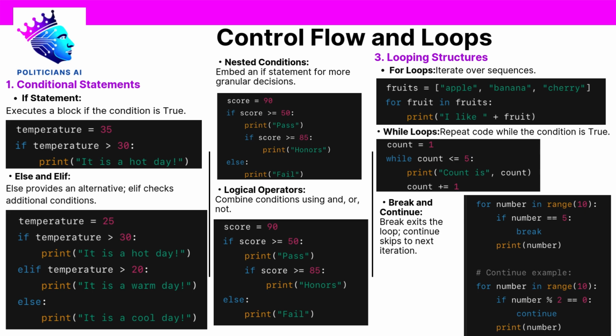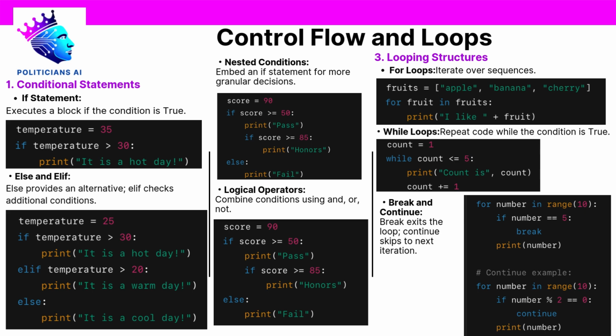For instance, if temperature is set to 25, Python will first check if it is greater than 30, and since it isn't, it then checks if it is greater than 20. In this case, since 25 is greater than 20, it prints it is a warm day. Otherwise, if none of these conditions are met, it would print it is a cool day. This structure simplifies handling multiple outcomes in a clear manner.